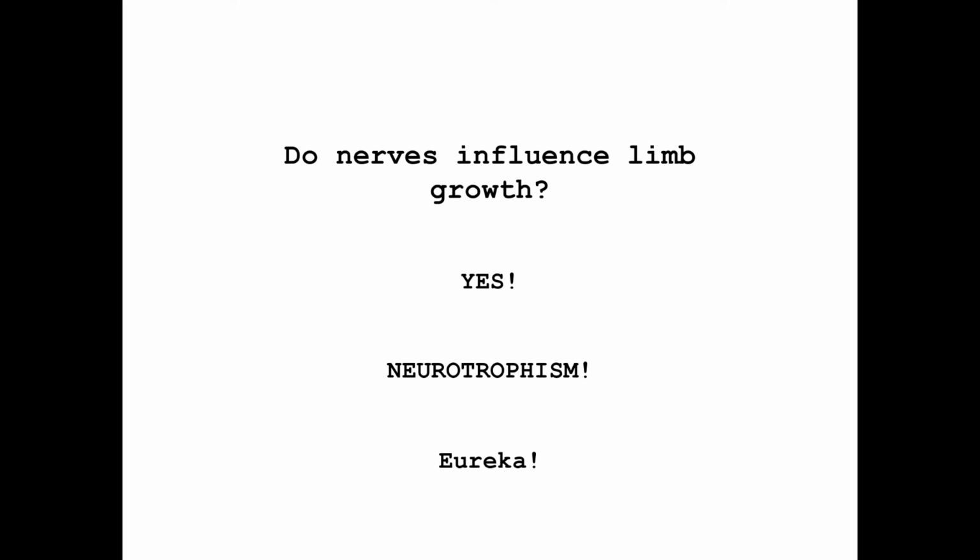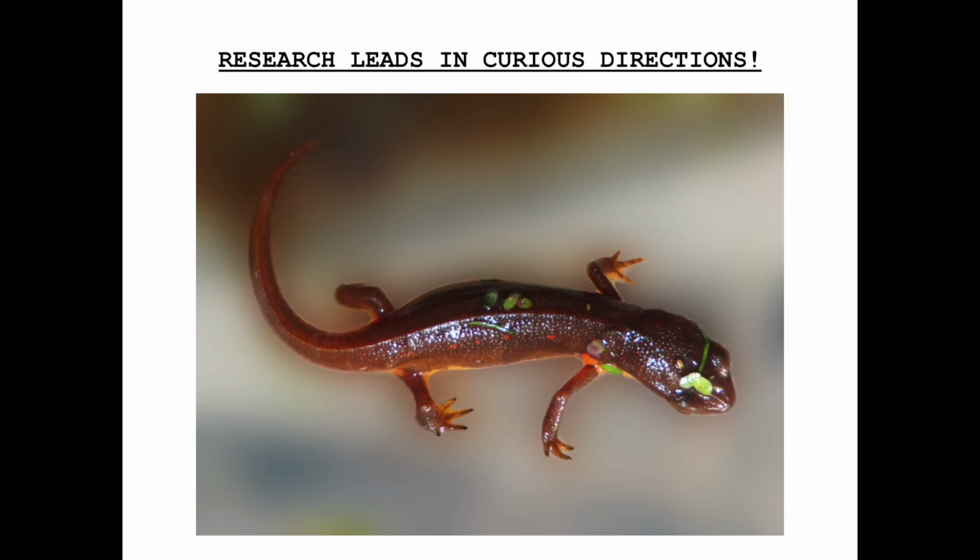What I had found was this: a series of papers that showed that sensory nerves stimulate the growth of limbs, a property called neurotrophism. Neuro for nerves, trophism for growth. A group of developmental biologists in Cleveland, Ohio, were investigating neurotrophism using amphibian models, that is, newts and axolotls, which can regrow their limbs when they're cut off.